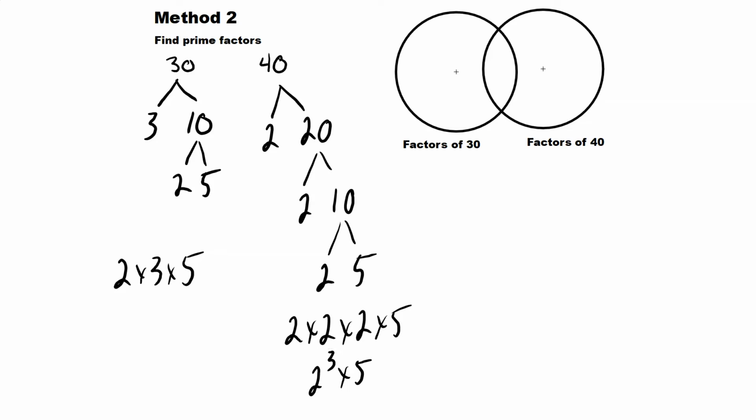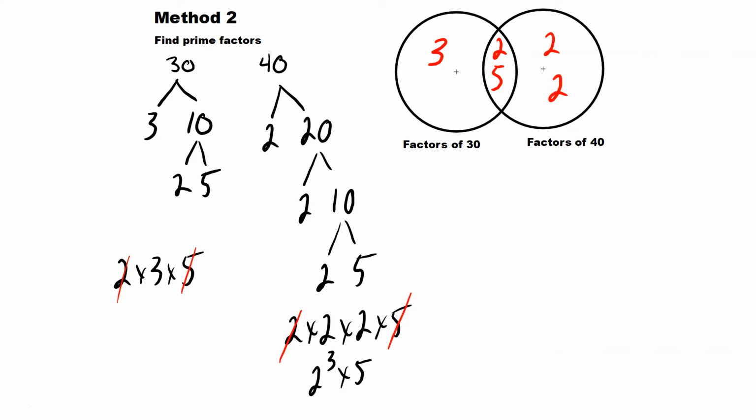Now, what I'm looking for are the common factors in the primes. So in this case, there's a 2 in each one. So I'm going to go ahead and take those 2's and put them in the overlapping area. There's no 3 over here, so I'm going to ignore the 3. But the 5 is common to both. So it will also go in the overlap. So I've accounted for the 2's, I've accounted for the 5's. I've got 1 3 left over in the factors of 30. And I've got 2 2's left over in the factors of 40.